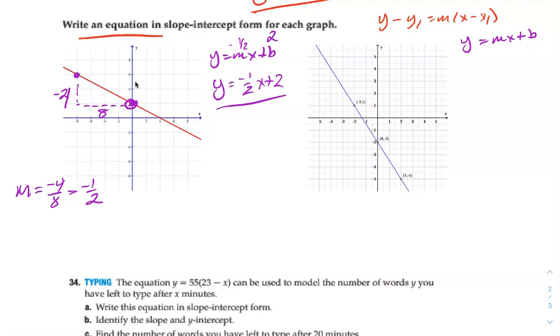So the easiest way to write an equation when you have a linear graph is to use slope-intercept form. Because you already have the y-intercept. You generally have the y-intercept. So that's the easiest way. You could also do it the other way though. That way still works.